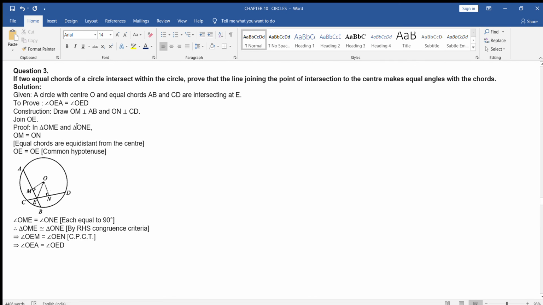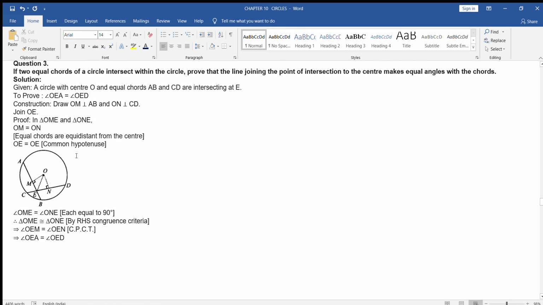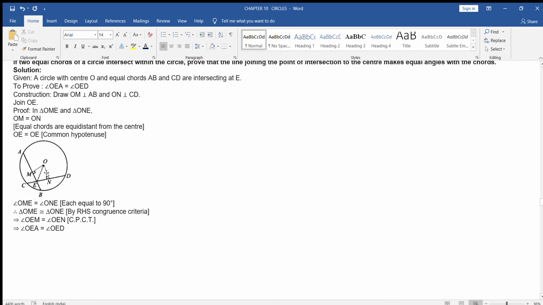Now the same construction we will do, we will draw the perpendicular. Now in these two triangles, what we are having is OM equal to ON, because for equal chords the perpendiculars are equal. Then OE is common, and the angle is 90. So by RHS both triangles are congruent. And once both triangles are congruent, the remaining parts are equal. And what are the remaining parts? OEM and OEN. Now we can expand it to A and D. So OEA is equal to OED.